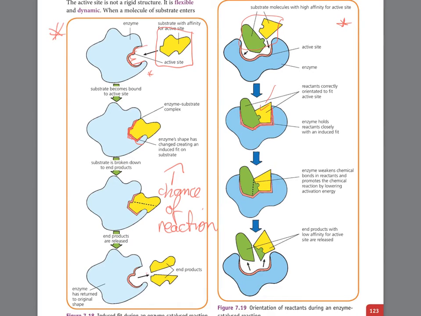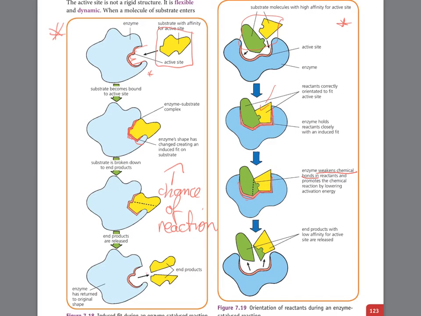The active site holds these two reactants in the induced fit, and then it acts on the chemical bonds to weaken those chemical bonds in the reactants. These chemical bonds have to be broken down during a reaction, and this reduces the activation energy needed and allows the reaction to take place.